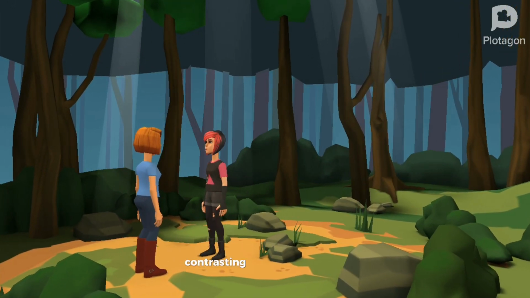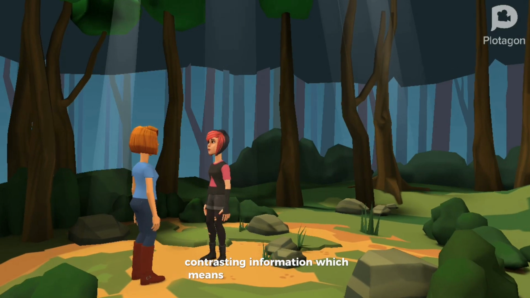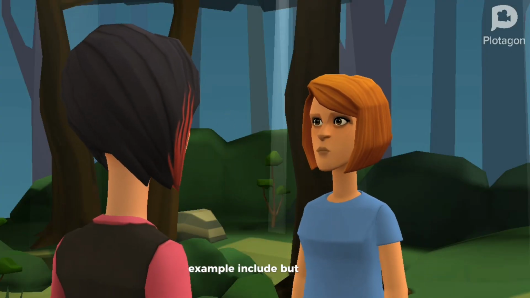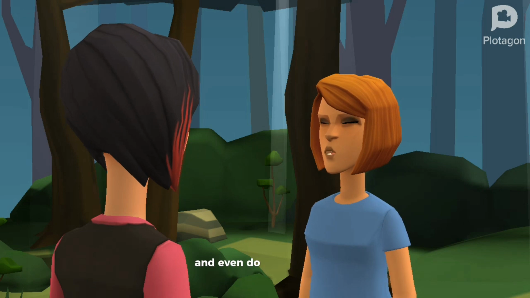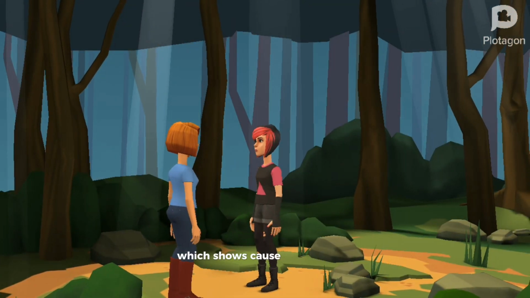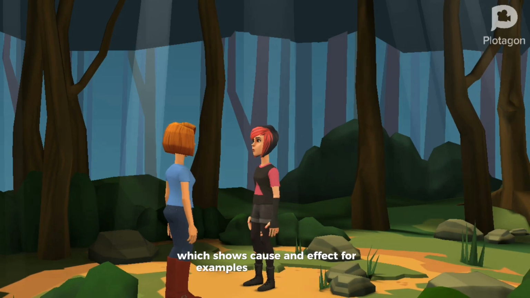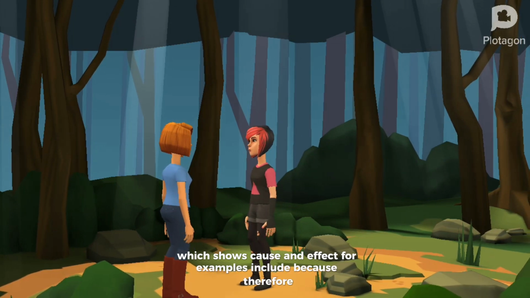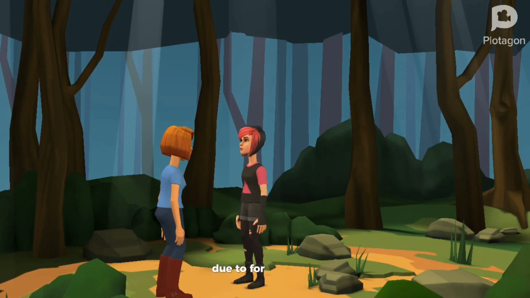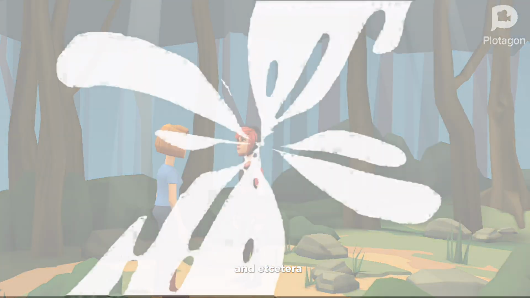The second, contrasting information, which means contrasting something. Examples include but, however, and even though. And the last is causality, which shows cause and effect. Examples include because, therefore, thus, consequently, despite, due to, for the reason, and etc.